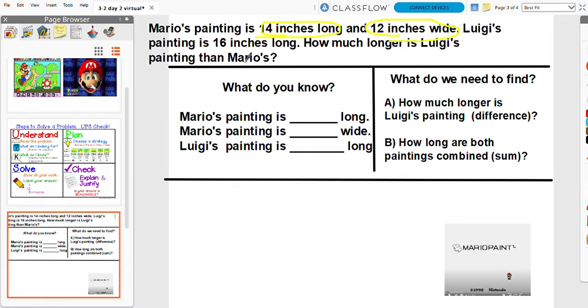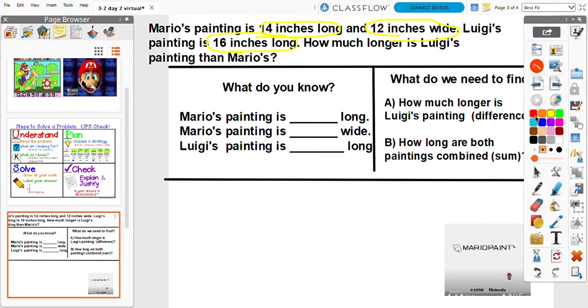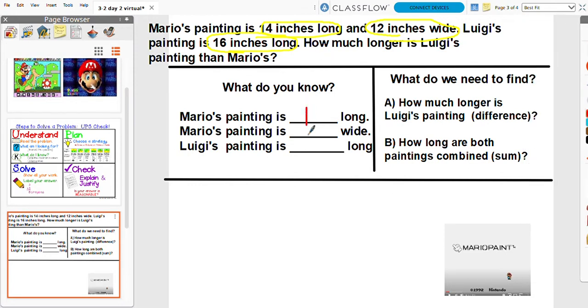Luigi's painting is 16 inches long. So if I look at that, I'm going to use yellow. I'm going to use red for Mario. Mario's painting, when I go back in the problem, we know is 14 inches long. It's also 12 inches wide. And it's important, just take your time.